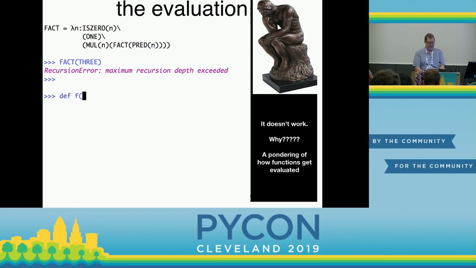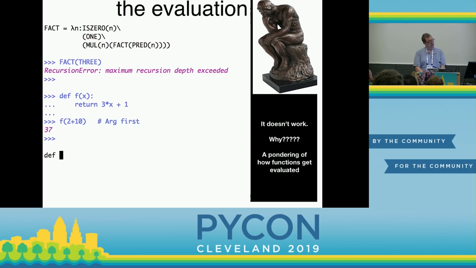Let's say I have a function f of x, and I return 3 times x plus 1. If I say f of 2 plus 10, how does that work exactly? It does the argument first, and then it calls the function. Basically Python evaluates arguments first.